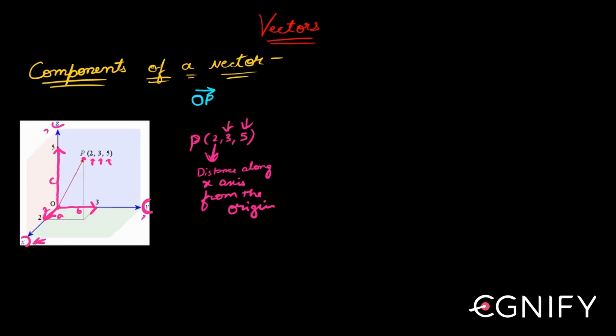Now what I want you to know is that OP bar that you see here is actually a sum of these 3 vectors, A bar, B bar, C bar. This is the understanding that you need to have. So the point is at some random location. You need to know the coordinates of that point, right? Then use the coordinates to create these 3 vectors, and the sum of these 3 vectors is your original vector. And these are called the components.